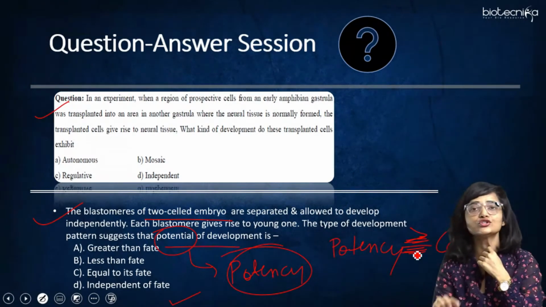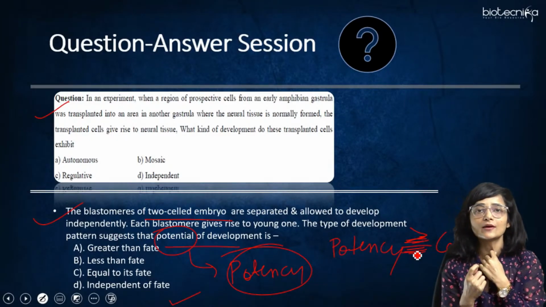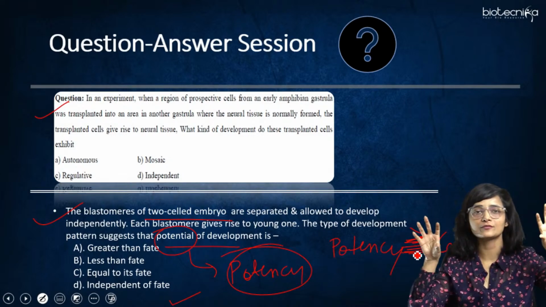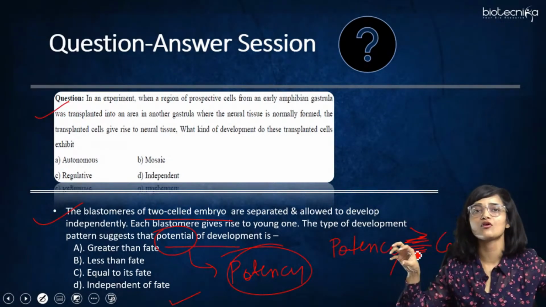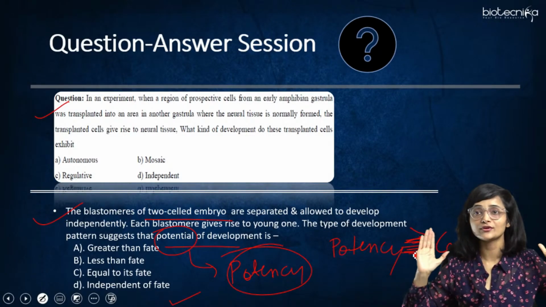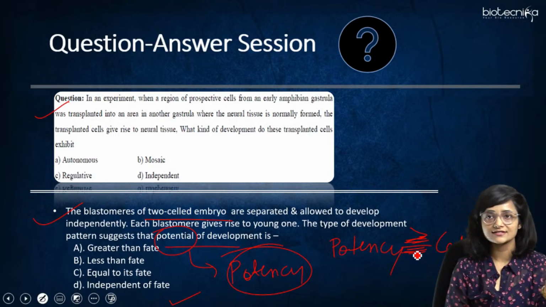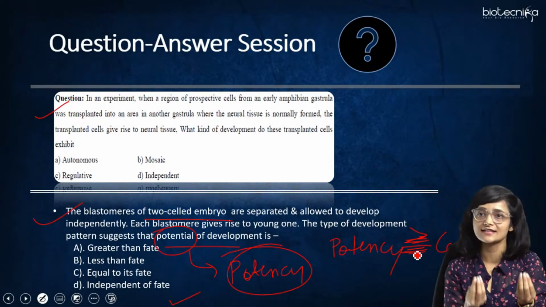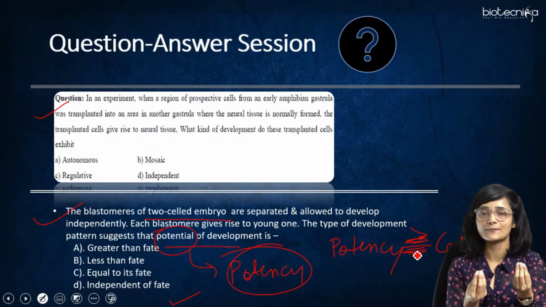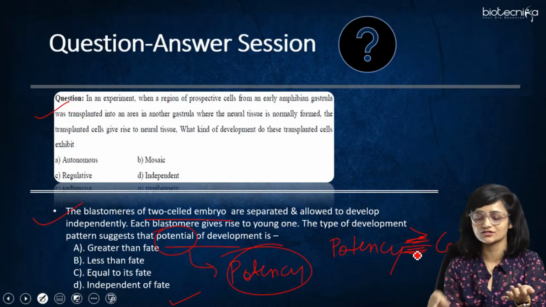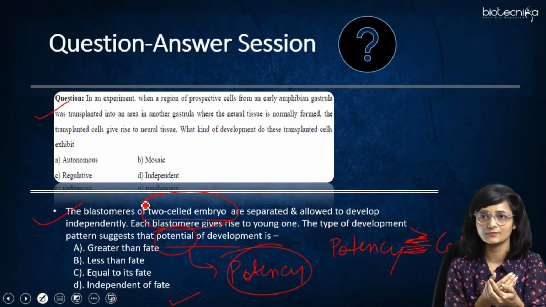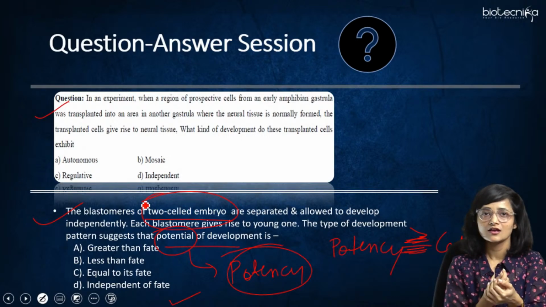So blastomeres of the two-cell embryo are separated and allowed to develop independently, right? Whatever cell we have picked from the blastomere, both of these cells are capable of forming each type of cell, right? So their potency is actually equal. Whatever this cell can produce, the other cell can also produce the similar type of cell. So here you need to observe which cell stage is being asked. The question is asking about the two cell stage.